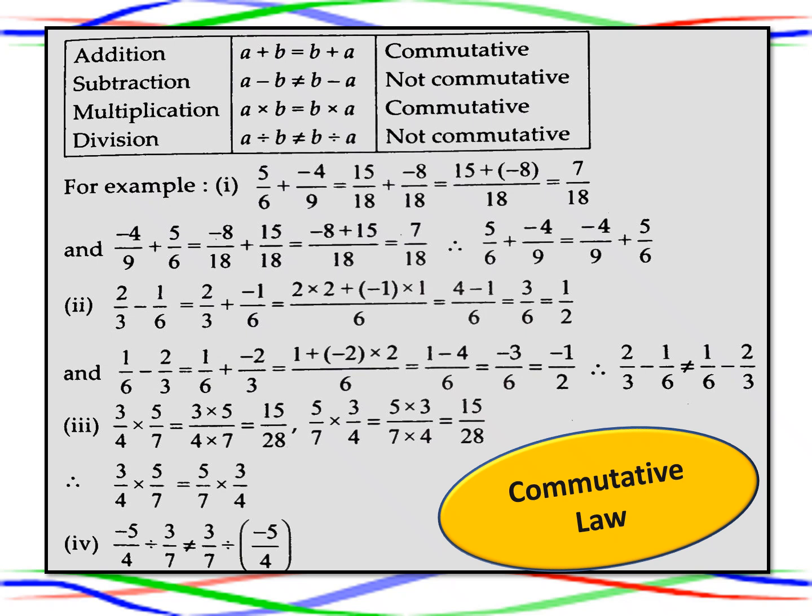Practice makes us perfect. Several times you do it and verify. The concepts get churned and digestion happens there. Digestion of the knowledge. So for division, you can just verify minus 5 by 4 and 3 by 7. Two rational numbers taken, one divided by the other. When the order is changed, it is not the same. Right? Yes.